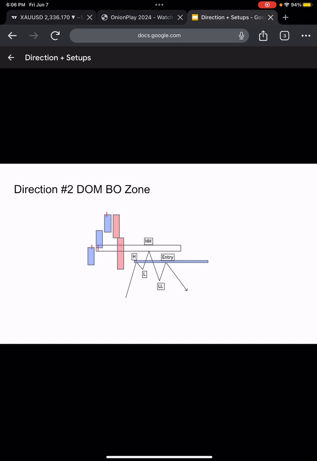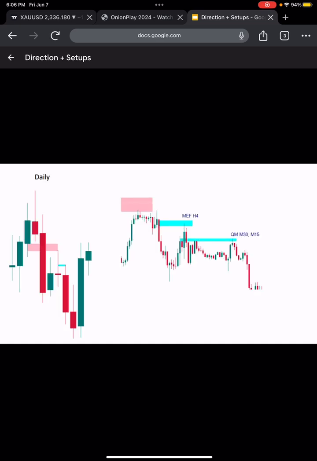And then the second type of direction is the double Mariposa breakout zone, otherwise known as Dom BO zone is what I call it. So this is kind of what it looks like. I'll show you some examples. On the daily time frame, essentially it's two double Mariposas that are broken significantly, right? So you can see price broke this significantly, and that became the zone.